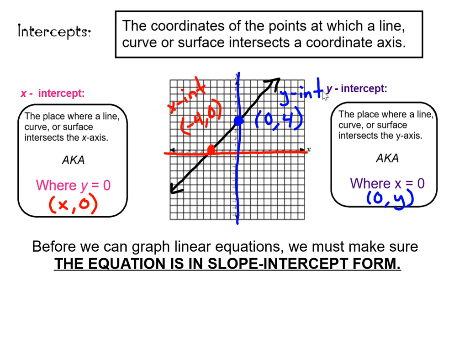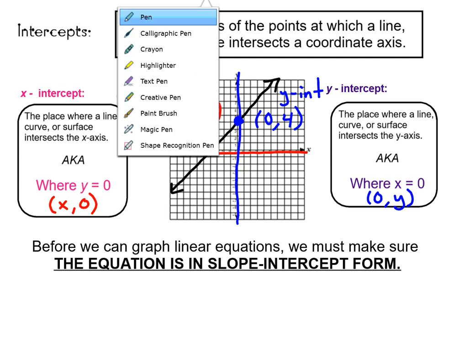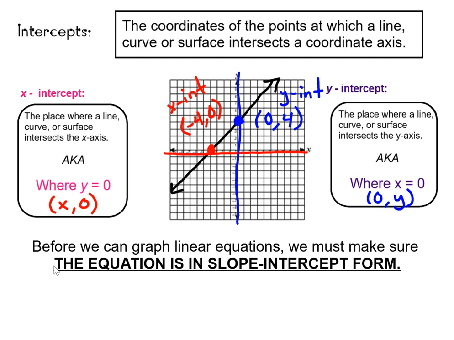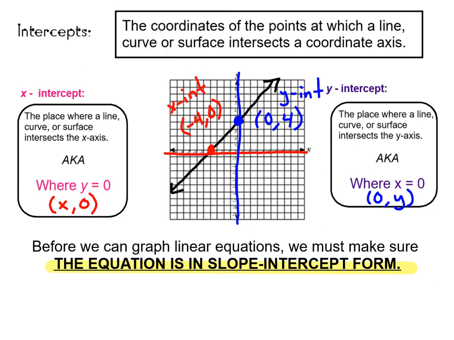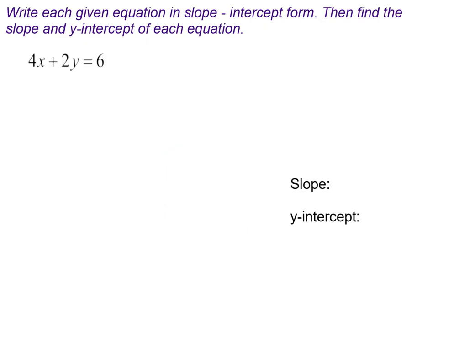Now, before we graph an equation, we always want to make sure that our graph is in slope-intercept form. That means our equation should be in the form of y equals mx plus b. That's slope-intercept form. So let's go ahead and do a couple practice problems here. We're going to write the equation in slope-intercept form, then find our slope and our y-intercept.